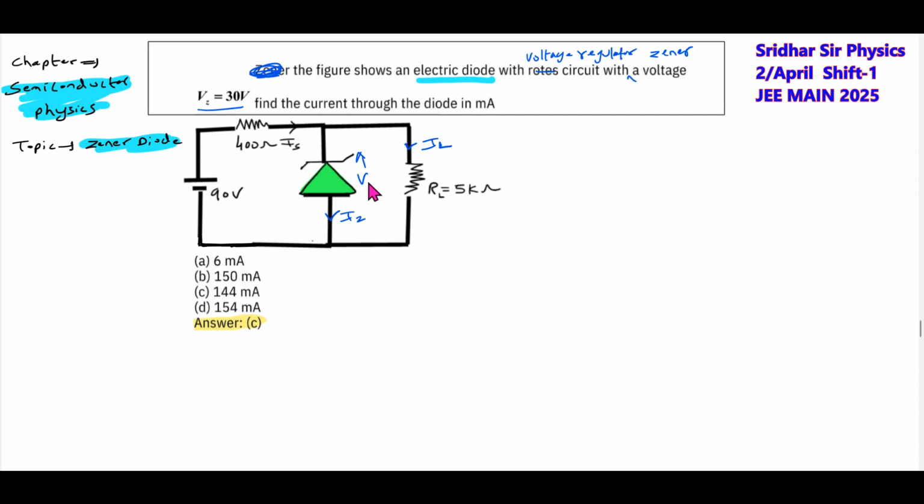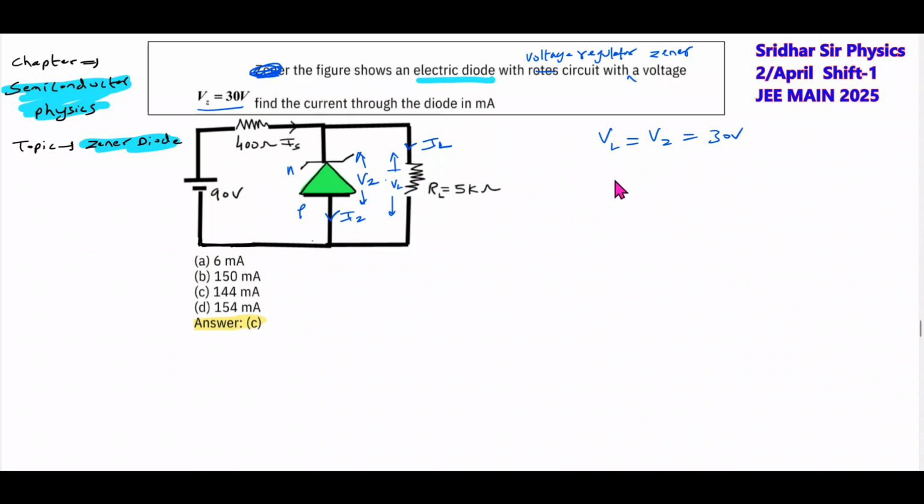What is the drop here? The drop across the Zener is 30 volts, so the same 30 volt will drop across the load also. As these two are parallel, VL must be equal to Vz, which is 30 volt. And the Zener diode is used in reverse bias mode only.